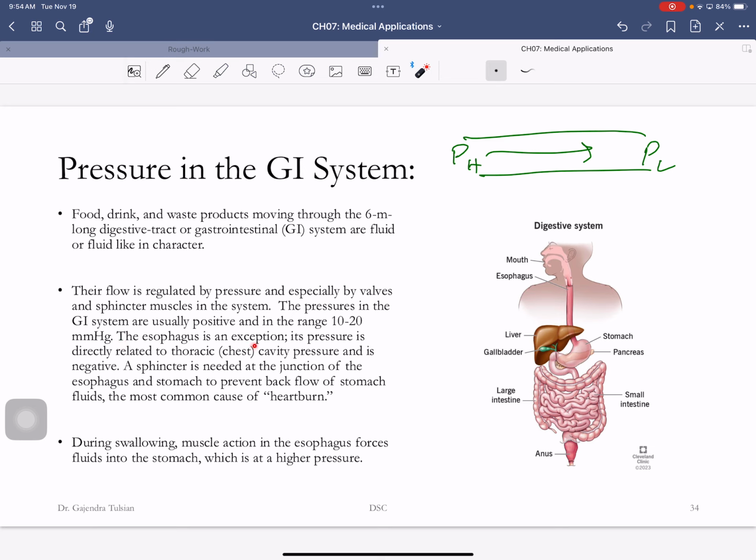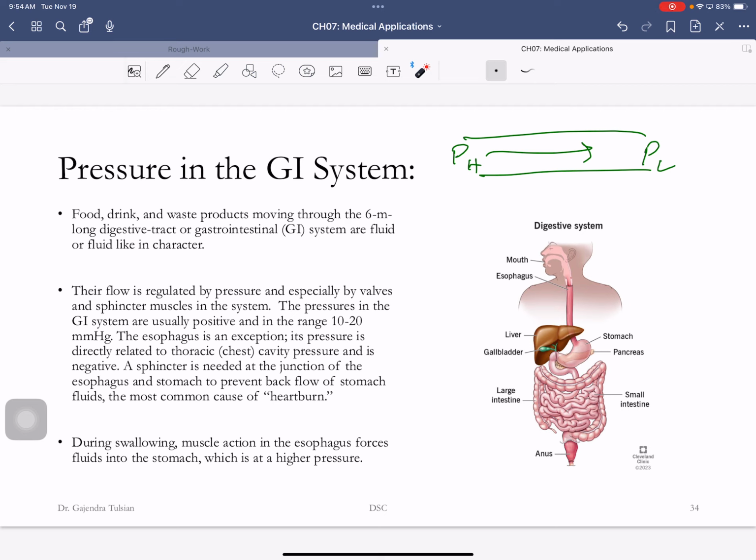The esophagus is an exception. So here's something very interesting. Its pressure is directly related to the thoracic cavity pressure, and it's negative. So the pressure in the esophagus, because it goes through the thoracic cavity, is negative. Okay, so the pressure in the stomach is positive. So which way should stuff flow? Stuff should flow from positive to negative pressure. Stuff would flow backwards, and you don't want that.